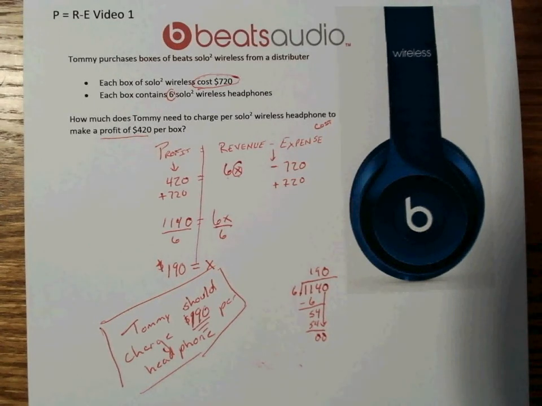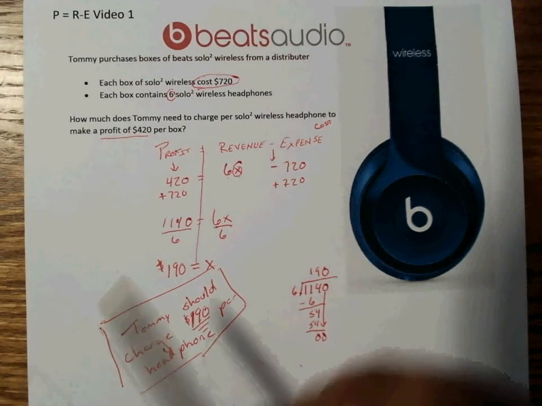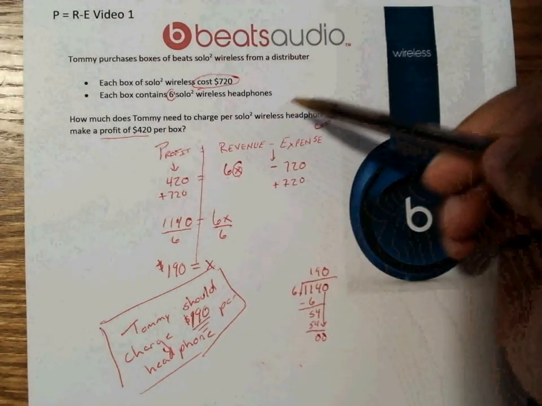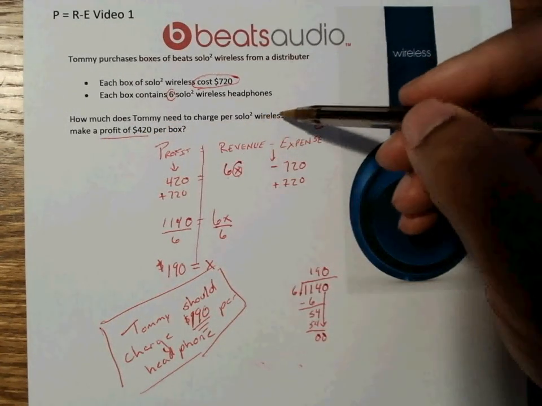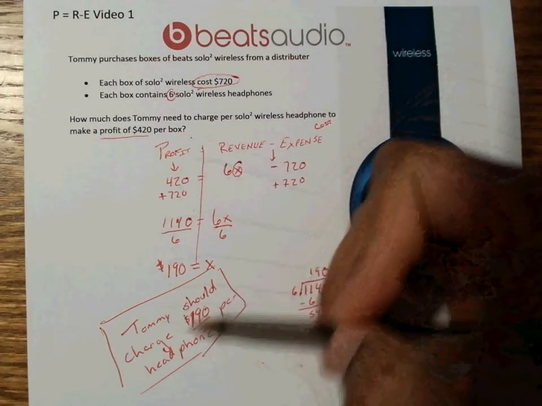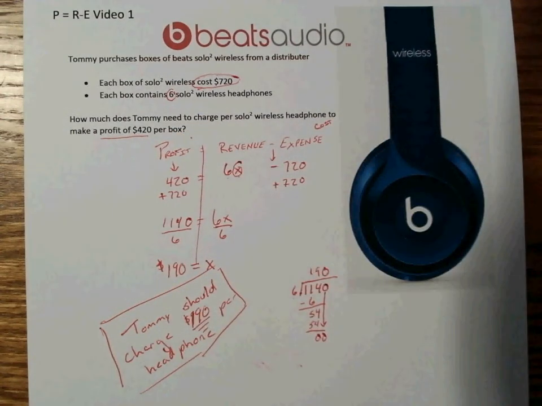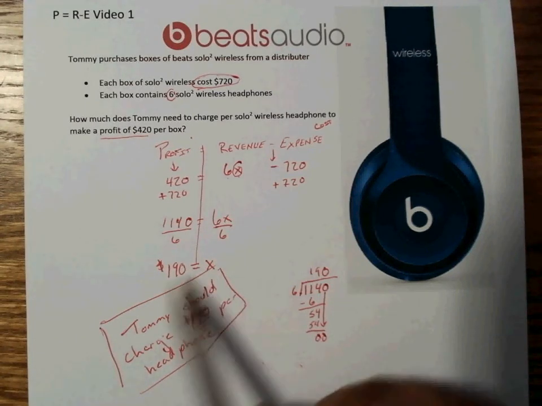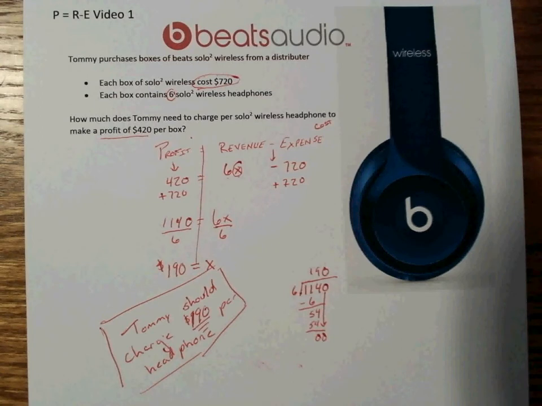And as always, if you watched any of my other videos, I always like to go back and read the question. How much does Tommy need to charge per Solo 2 wireless headphone to make a profit of $420 per box? Tommy should charge $190 per headphone. The statement is always better than just the x equals, especially when you're dealing with word problems.